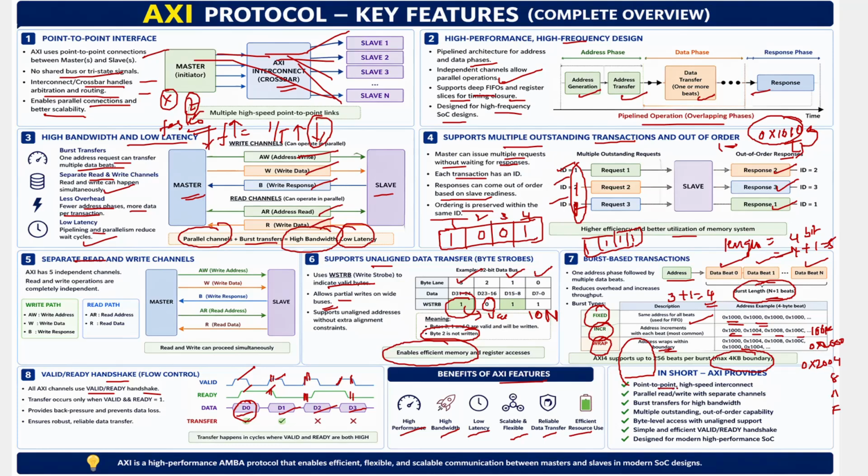And point-to-point communication is also supported, and a high-speed interconnect is there. We have parallel read-write operations. Burst-based transactions are supported for high throughput. Multiple outstanding and out-of-order compatibility is there. Byte lane accessibility is there, and unaligned transfers are also supported. And then simple and efficient valid and ready handshaking takes place. It is also designed for high performance systems.